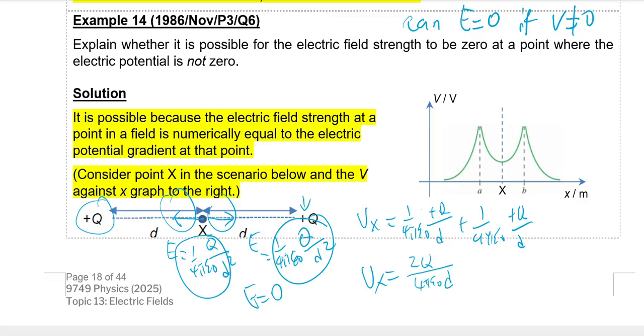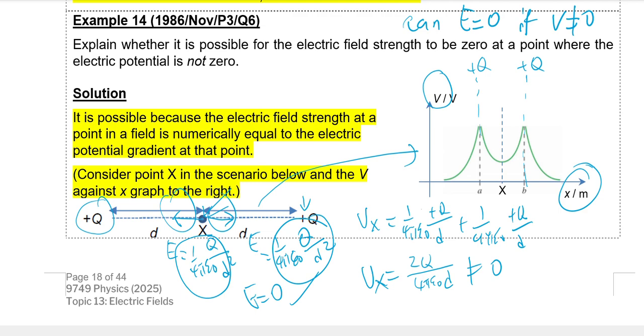So in this case, it's very clear that at X, Vx is non-zero and the electric field is zero. The potential is non-zero, the electric field is zero. And actually in this case, if you graph it, it can look something like that. This is where your plus Q is, this is your plus Q, this is the other plus Q. If you draw the potential against position x graph, roughly speaking, it should look like that.